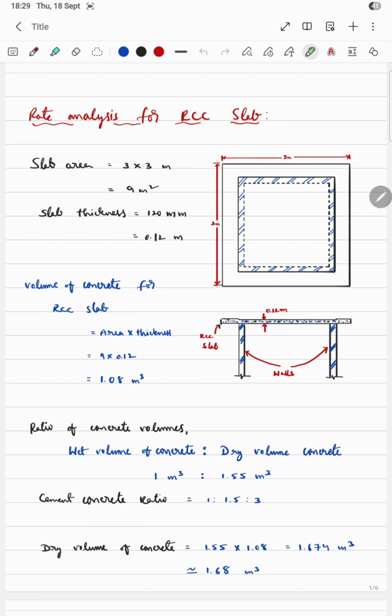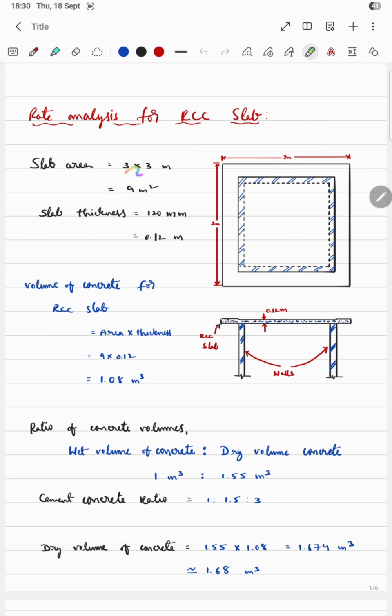Next, what is an RCC slab? An RCC slab is a topmost structural member. It is at the very top of the structure, and it transfers the loads through bending to the beams existing on the other sides of the slab. It simply looks like a plate, which has two large dimensions, and its third dimension is pretty low.